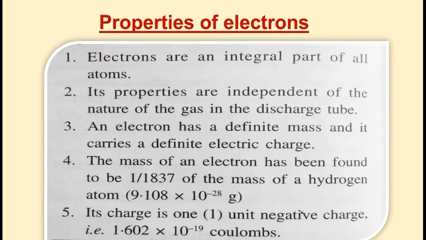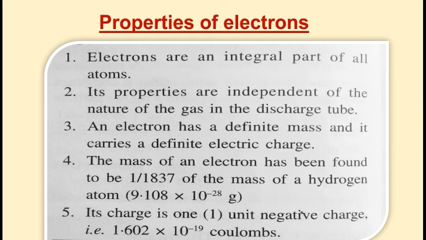Fourth one, the mass of an electron has been found to be 1 by 1837th of the mass of a hydrogen atom. That is 9.108 into 10 raised to minus 28 grams. That means electrons are very tiny and have a mass lesser than a hydrogen atom.